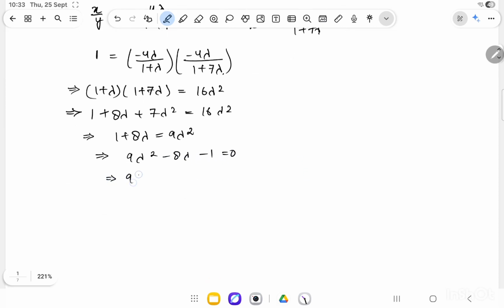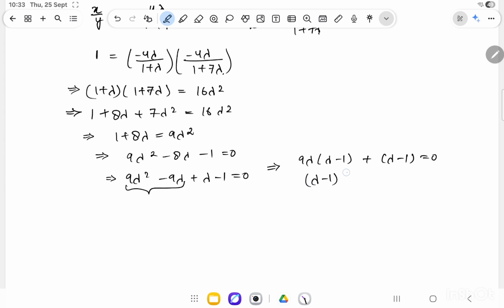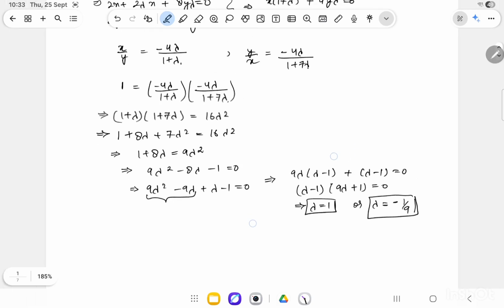You can write it as 9 lambda square minus 9 lambda plus lambda minus 1. So that simplifies to, if you take 9 lambda common from the first two terms, 9 lambda (lambda minus 1) plus (lambda minus 1) equals 0. Now you can take lambda minus 1 as common, you will be left with 9 lambda plus 1. That basically gives you lambda equals either 1 or lambda equals minus 1 by 9. So for two values of lambda, you will get basically two relations between x and y.